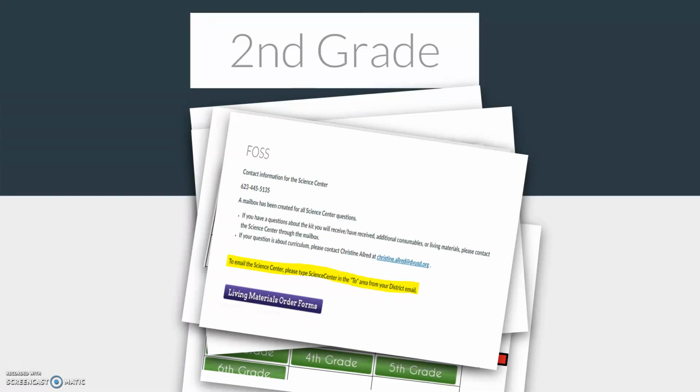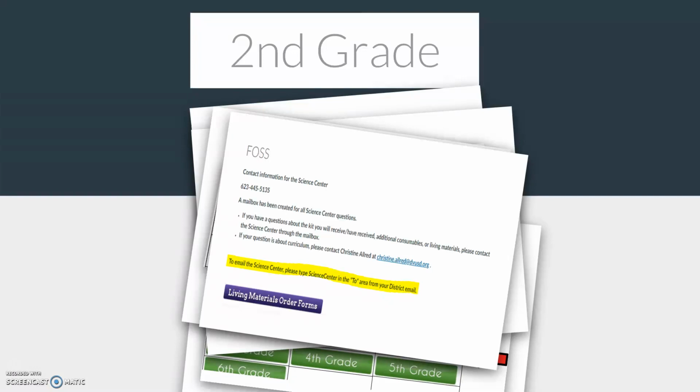Updated living materials order forms are linked as well. Please discard older versions of order forms and use the updated forms for the 2018-19 school year. As you order living materials, please make sure that you are ordering specimens at least 2 weeks in advance. All living materials are ordered from a company in California, and you will need to allow time for shipping. Please make sure that you are using the Science Center email to send in your order forms.